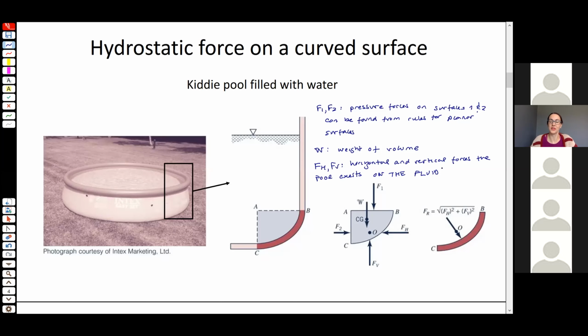Now, why am I writing on the fluid in capital letters? Because it's a really important point. We're doing a sum of forces on this volume of water to try and find the force on the surface of the kiddie pool. But what we're actually going to find with this force balance is the force that the kiddie pool is applying to the water. We want the opposite. We want the force the water is applying on the kiddie pool. So when we're all done, if we've found FH and FV, the horizontal and vertical components of the force on the water, we're then going to say the force on the wall of the kiddie pool is the same in magnitude, but opposite in direction by Newton's third law.